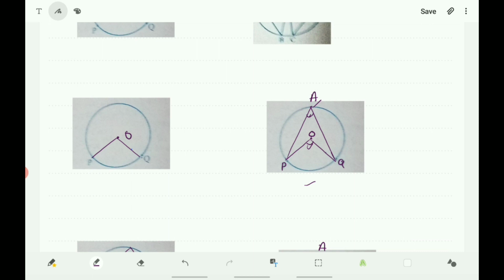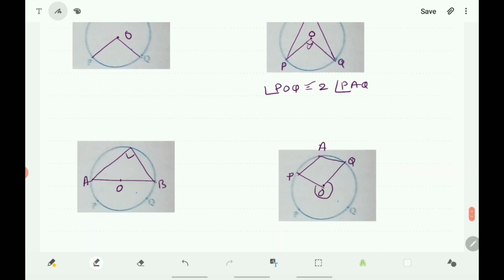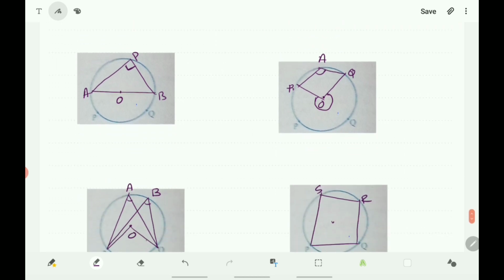The angle subtended by an arc at the center is double the angle subtended by it at any point on the remaining part of the circle. That is, angle POQ is double the angle PAQ. That you can verify here. And here this is the angle in the semicircle. The angle in a semicircle is always 90 degrees. And here this is the reflex angle POQ, and angle PAQ is again half of the reflex angle POQ.